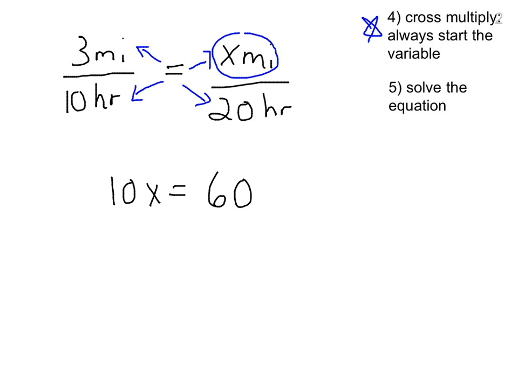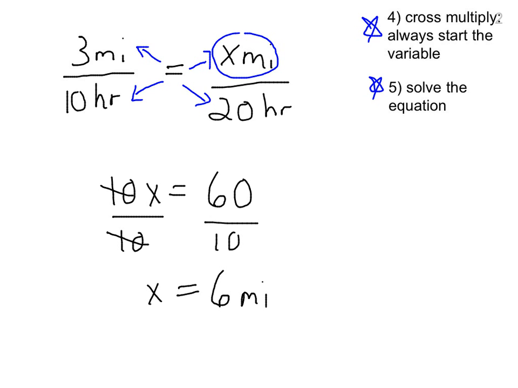Now you can see we are left with an equation. The last thing we need to do right here is solve our equation. So remember, to isolate the variable and get it by itself, you do the opposite operation. So instead of multiplying by 10, we will divide both sides by 10. And these guys will cancel each other out. And we get x equals, and 60 divided by 10 is 6. And 6 miles is our answer.